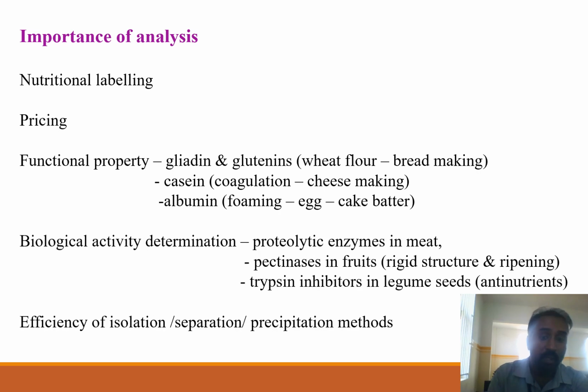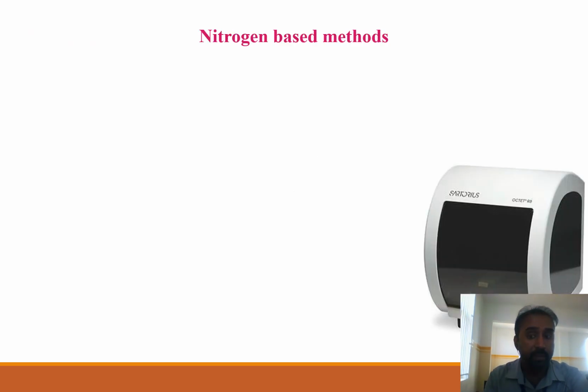Biological activity determination, that is proteolytic enzymes present in meat and pectinases in fruits, and trypsin inhibitors in legume seeds, which are also considered as anti-nutrients, and they also act as enzymes. The efficiency of isolation, separation or precipitation methods is also important. To quantify the effectiveness of a suitable method for isolation, analysis is important.